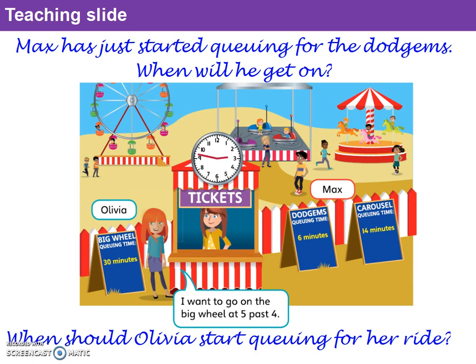So we know he's doing something now, but we know he's going to have to wait in order to do it. For Olivia, when should she start queuing for a ride? Well, we know what time she wants to be on that ride. So we know when she wants to finish. So what we're going to have to do now is do our counting back in order to find out when she needs to start that journey herself. So we can see Max, we've been counting on. Olivia, we've been counting back. So we've been finding for Max the finish time and for Olivia the start time.